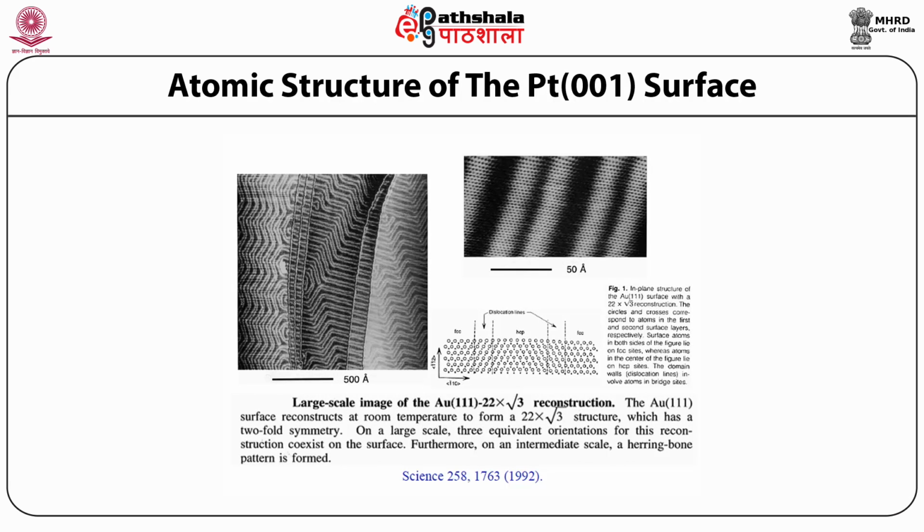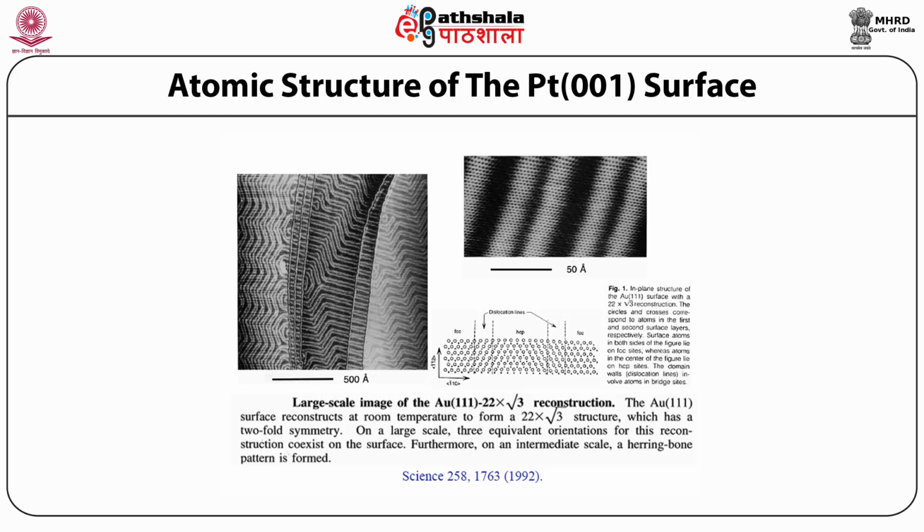So students, these are the images showing the in-plane structure of the gold 111 surface with a 22 multiplied by root 3 reconstruction. Here the circles and the crosses correspond to the atoms in the first and the second surface layers respectively. Surface atoms on both sides of the figure lie on FCC sites, whereas atoms in the center of the figure lie on HCP sites. The domain walls, or dislocation lines, involve the atoms in bridge sites.